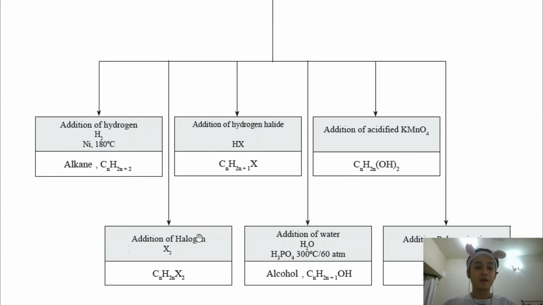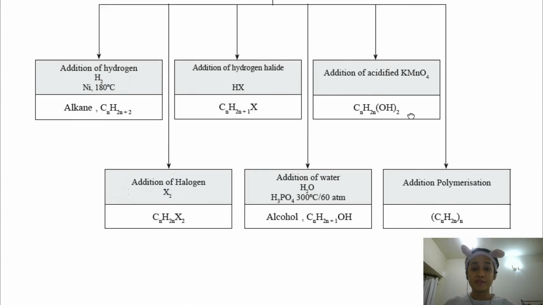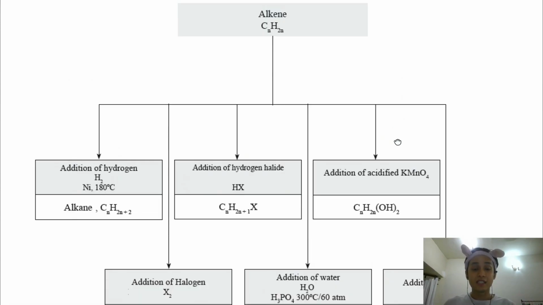And if I want to change it into a haloalkane, haloalkane meaning you will see that there's a halogen in the parent chain, you either do it with a hydrogen halide or with a halogen. So these two reactions will change an alkene to a haloalkane. And then finally is the polymerization reaction. So that concludes the addition reactions of alkene.